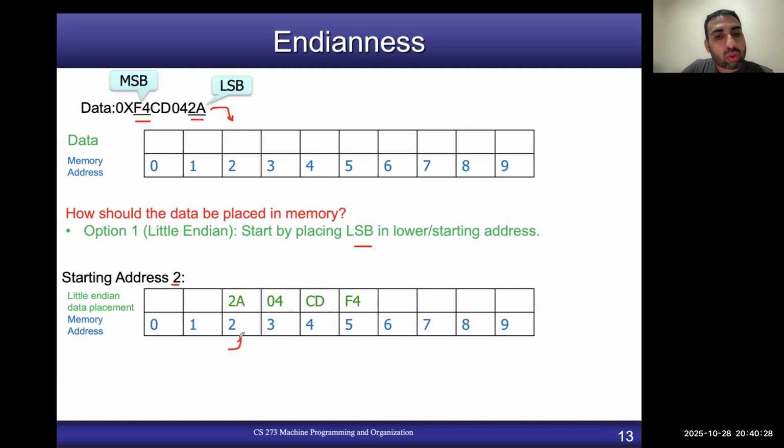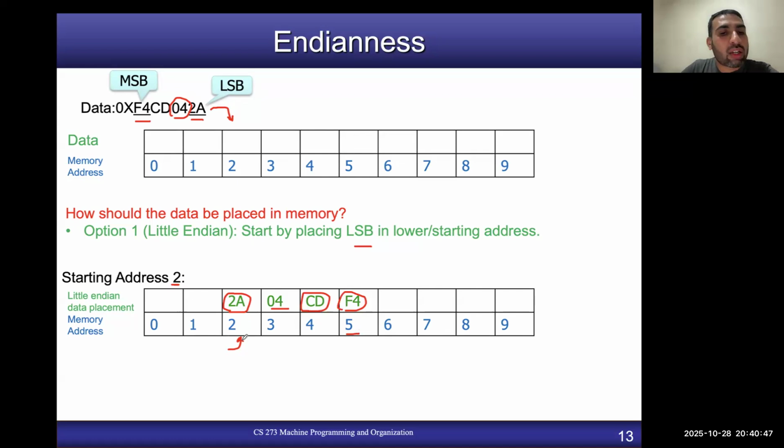You can write this data into the memory starting at address 2, but first putting the least significant byte. So this is your address 2. You first put the least significant byte, which is 2A. Then at address 3, you put the next byte, which is 04. Then at the next address 4, you put the next byte, which is CD. And then at address 5, you put the next byte, F4.